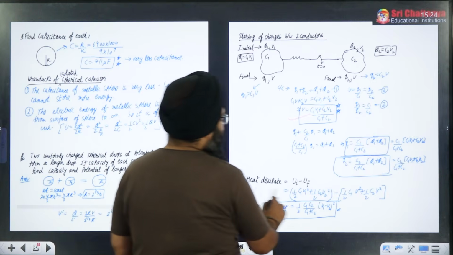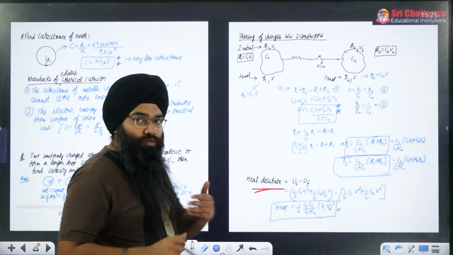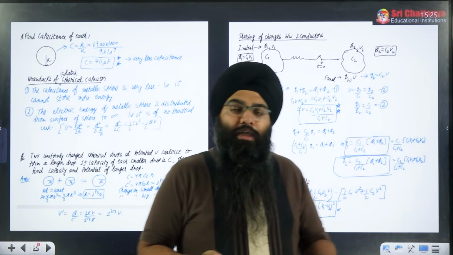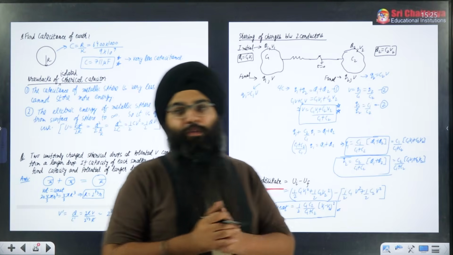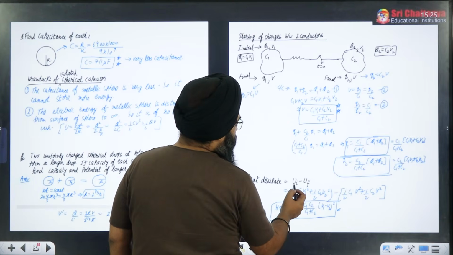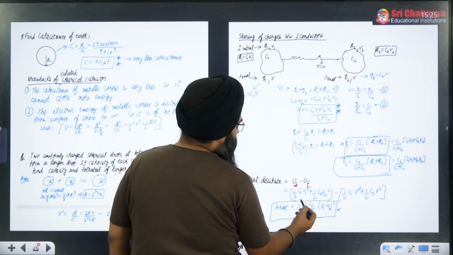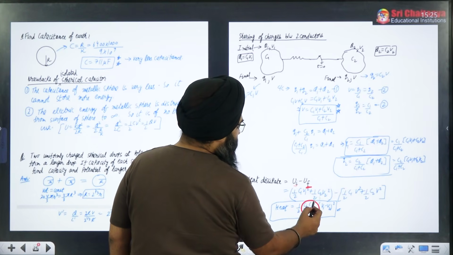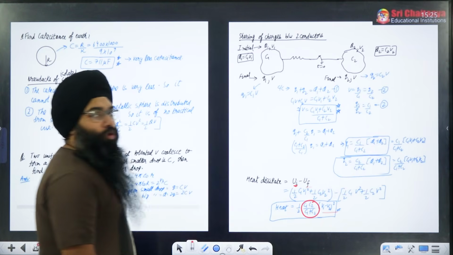If you want to find the heat dissipated, because obviously if charge flows through a wire which has some resistance, some amount of heat will also be dissipated. So how much heat will be dissipated? It will be given by U initial minus U final. The formula will be half times C1 C2 by (C1 + C2) times (V1 minus V2) whole square.